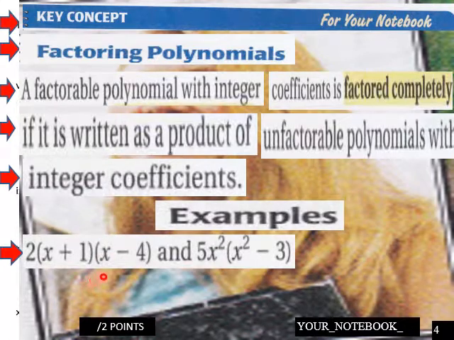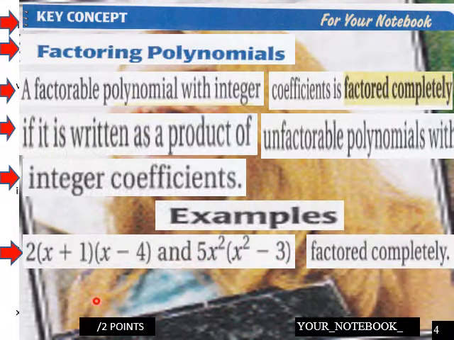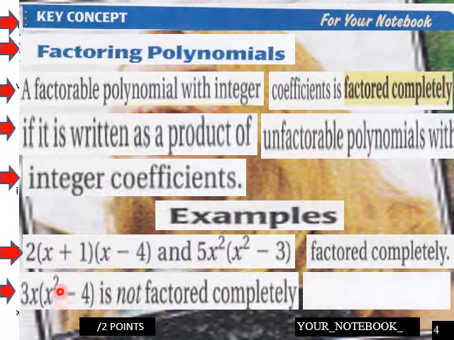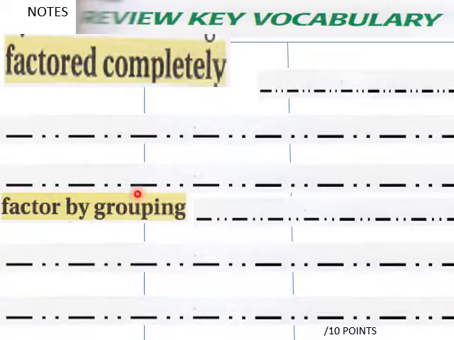So here's an example here. 2 times these two binomials and 5x squared times this binomial here are factored completely. That's about as far as you can go with those. And then here, 3x times x squared minus 4 is not factored completely, because it's a difference of squares, so you can factor that further.